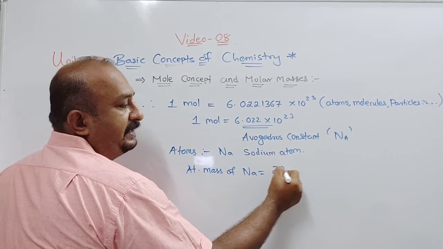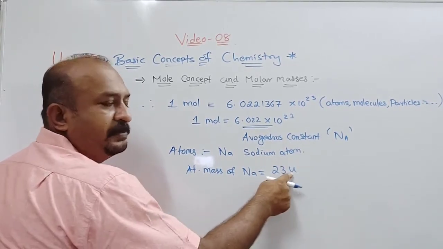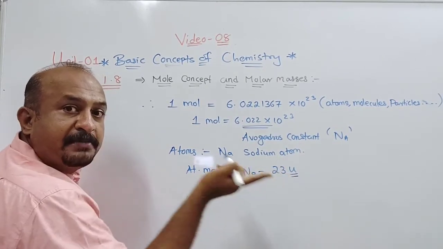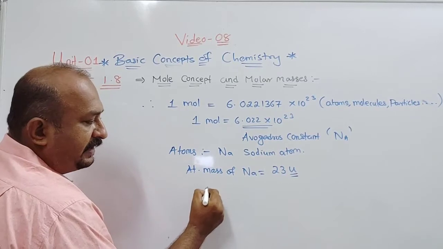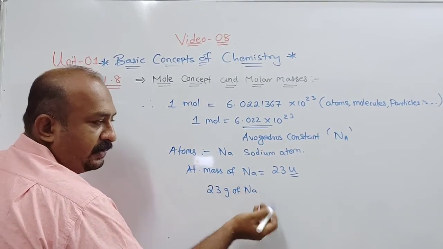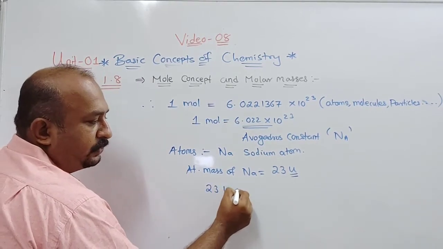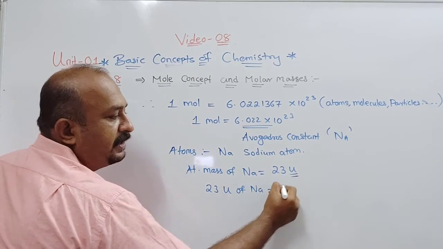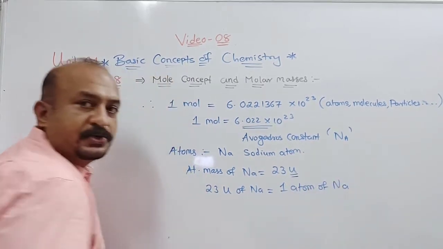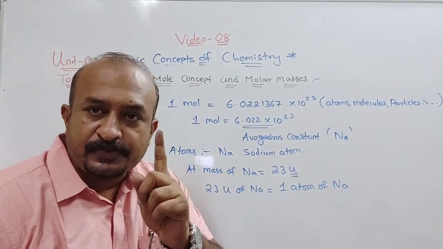The atomic mass of sodium was found to be 23 U. Remember this thing. How much U? 23 U. U means unified mass. So now suppose if I convert this unified mass into grams, that is if I take 23 grams of Na. Now suppose we will start with U only. If I take 23 U of sodium, it will be equal to only 1 atom of sodium. Understood? So if I am talking about unified mass, it will contain only 1 atom of sodium.